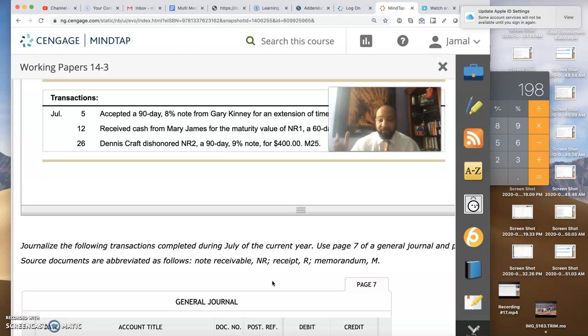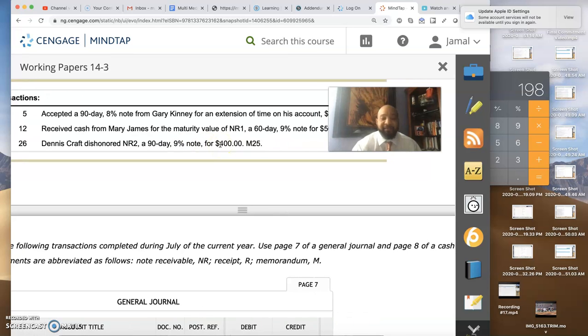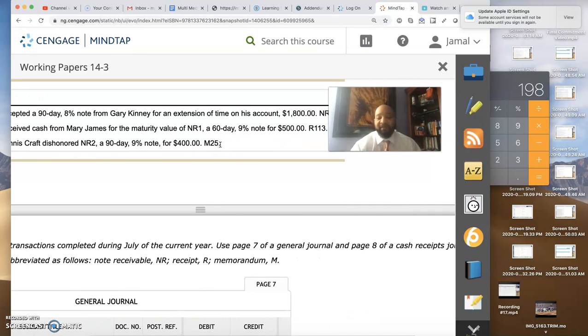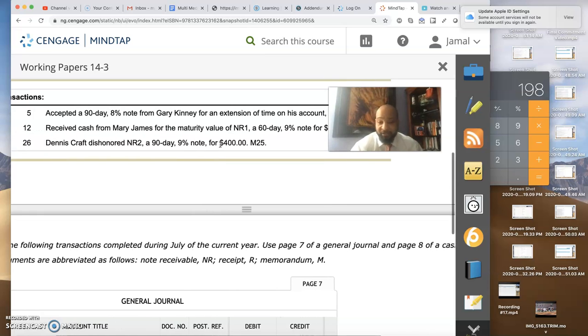So let's say somebody pays off their note. They're like, hey, I owed you this money. Here's the payment. So here's the information again. Received cash from Mary James for maturity value of note receivable 1, a 60-day note with 9% note interest for that $500. So let's go put that in.